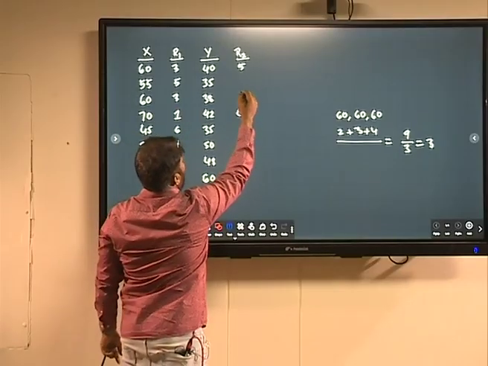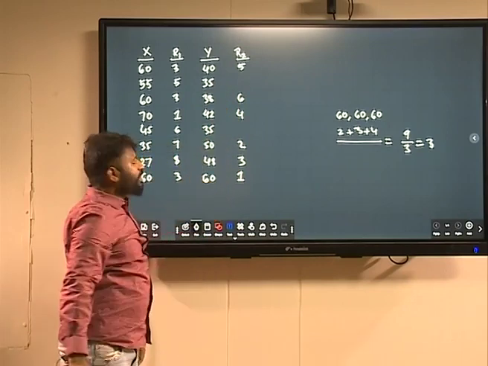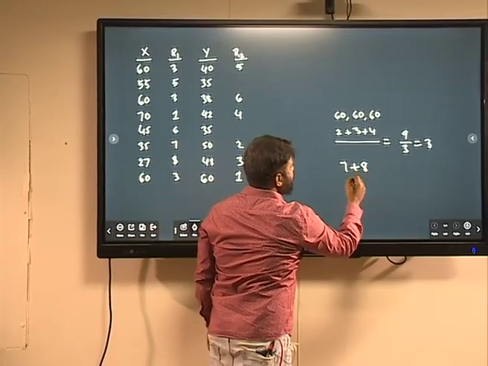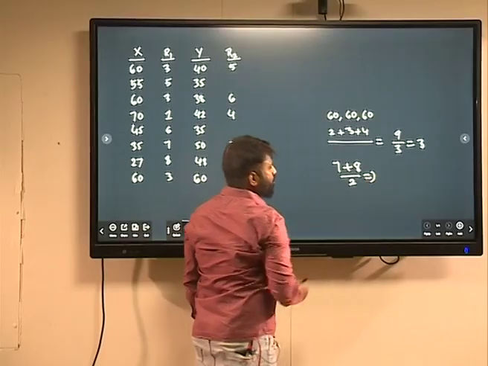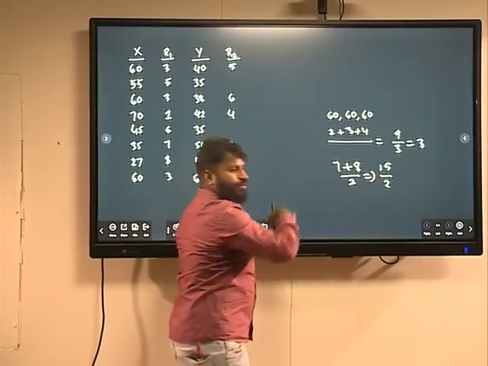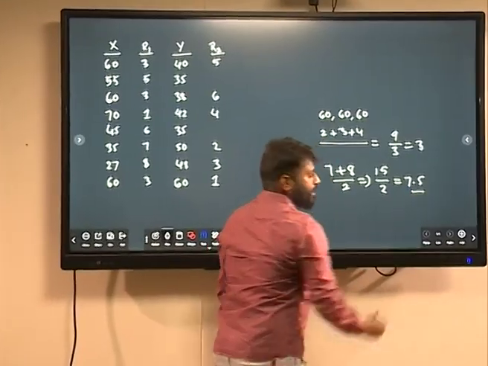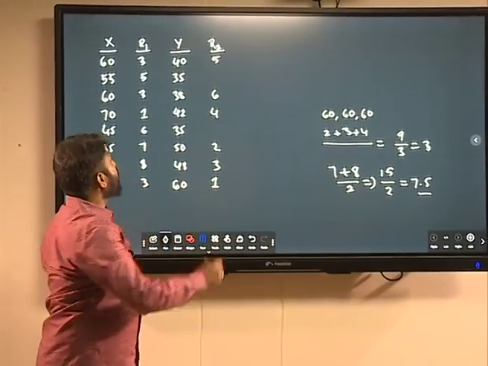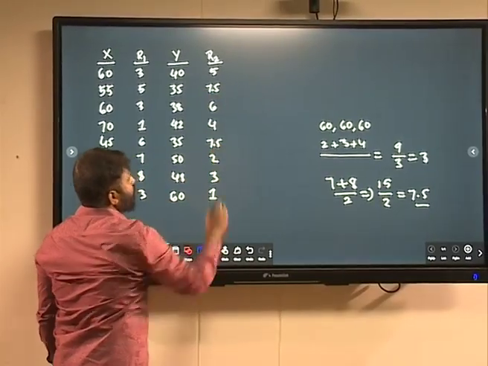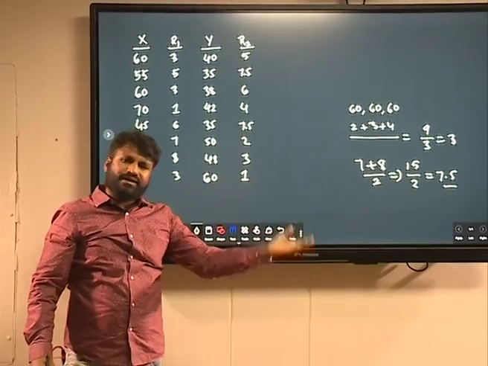Next one is after the 5th, this one is the 6th, 7th, and 35, 35 repeated twice. So, rank 7 and rank 8. Average ranks we are going to give. 7 plus 8 is 15, divided by the 2 repeated values, that is nothing but 7.5. This 7.5 we are going to assign for the 35 and here also 35. So, it means we are assigning the average ranks for the repeated values.